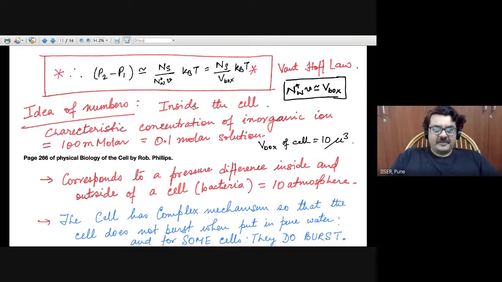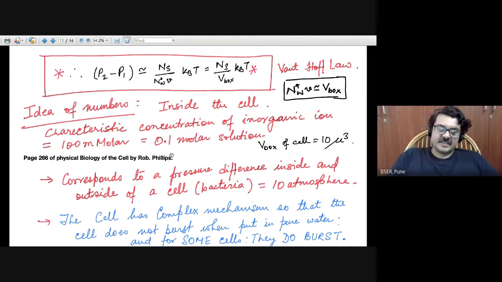Something which we are very familiar with is inside the cell of the human body or whatever organism. The characteristic concentration of inorganic ions is around 10 to 100 millimolar, that is, 0.01 to 0.1 molar solution. The V box of a cell is 10 micron cube, and this entire discussion is basically from page 266 of Physical Biology of the Cell by Rob Phillips.